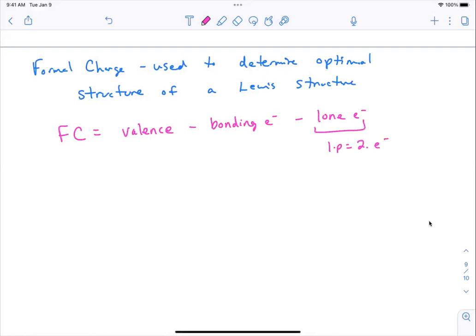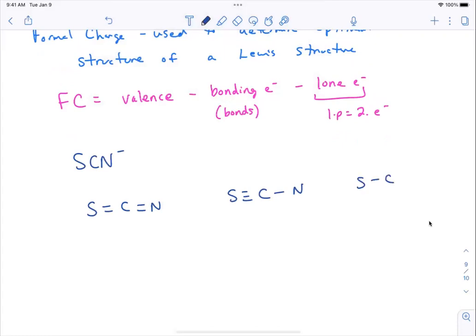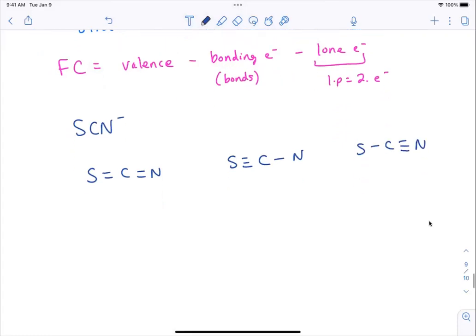Well, in a bond, you only contribute one bonding electron. So a bond could be written as a bond as well. I was just writing everything in terms of electrons, but you could do this as bonds as well. So here's how this works. Let's pretend we have something like SCN minus. SCN can actually be drawn three possible ways, and it fulfills all the Lewis structure requirements.